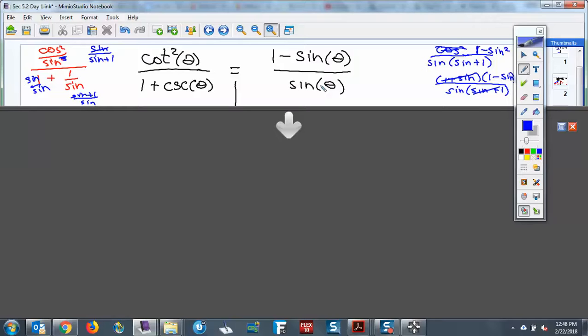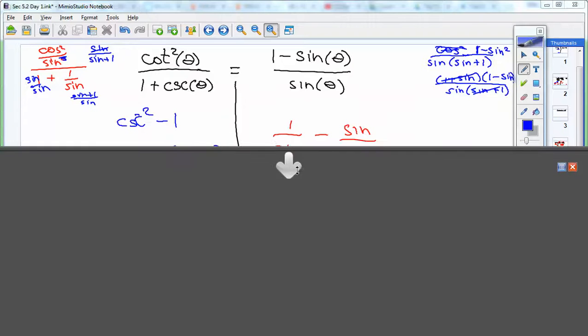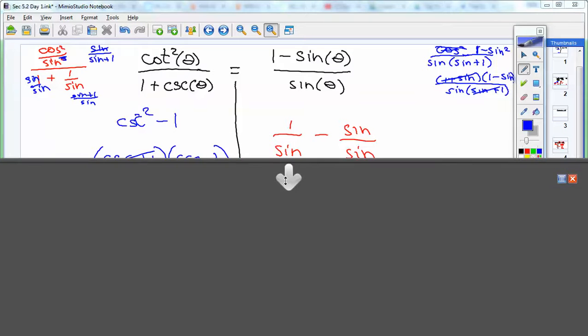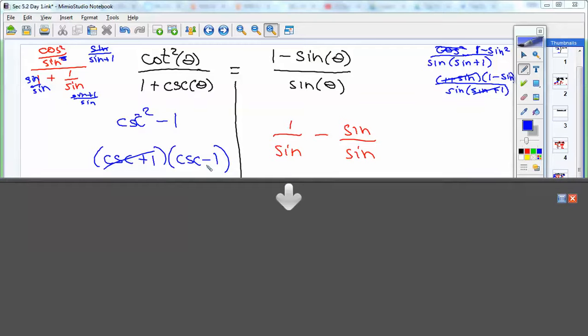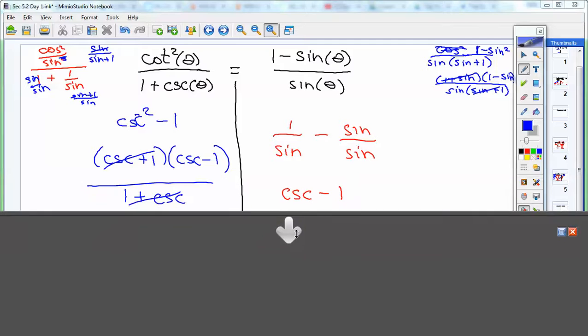Somebody else have another one. Turn cotangent squared into cosecant squared. See, I like that just because I saw the cosecant down there. I thought, okay, cotangent squared is cosecant squared minus 1. So I went that way. Now ignore this red over here. So I just said, okay, the top is cosecant squared minus 1, which would factor into cosecant plus 1, cosecant minus 1. And that's good because underneath I have a cosecant plus 1. So I can cancel those. Now I got cosecant minus 1.